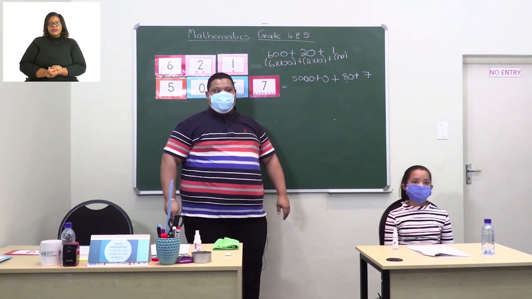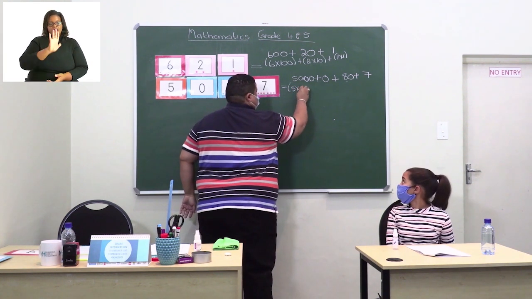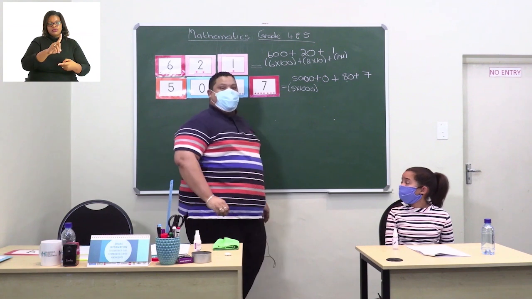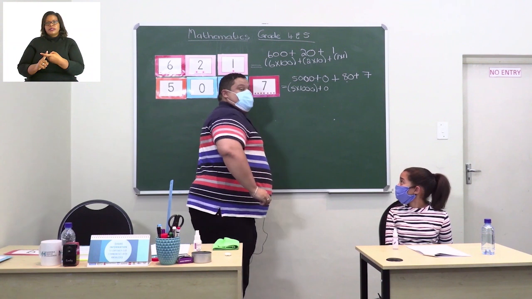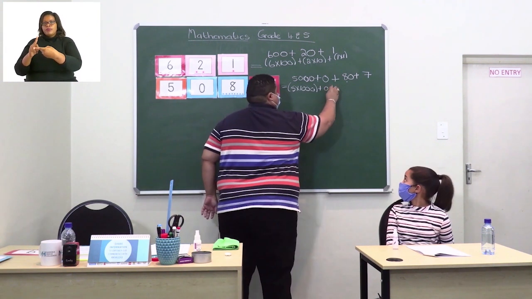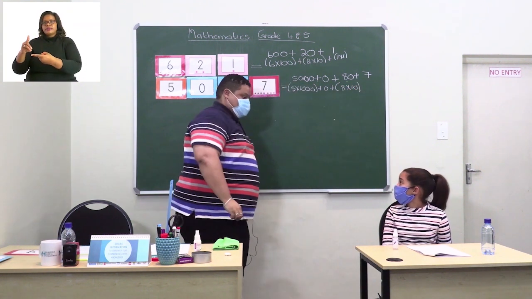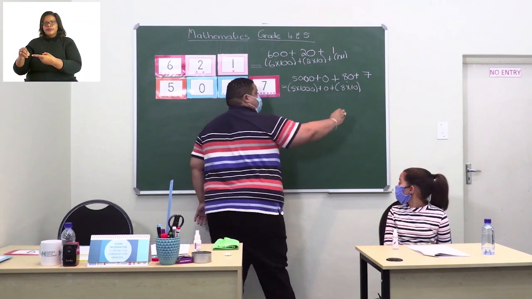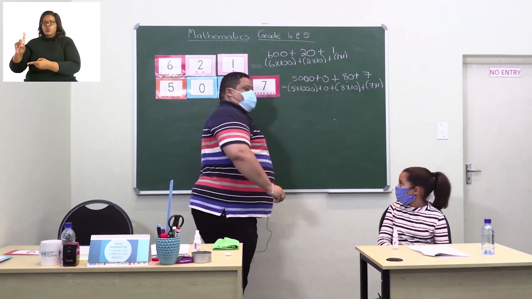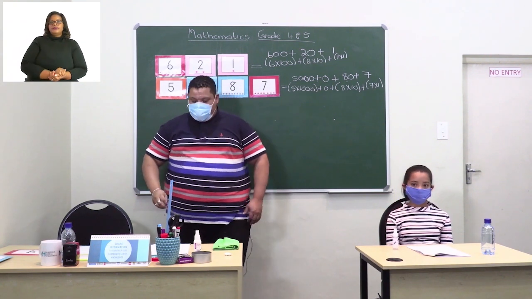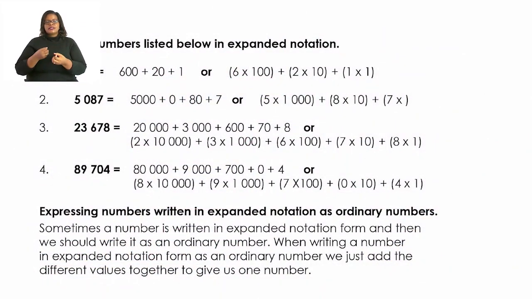Now let's try it with the multiplication. 5 times 1,000, that is equal to 5,000, plus, we just write 0 to indicate that there's no hundreds, plus 8 times 10, that is equal to 80. And then lastly, we have 7 times 1, which is equal to 7. Now going back to our book, we will see there are lots more examples.